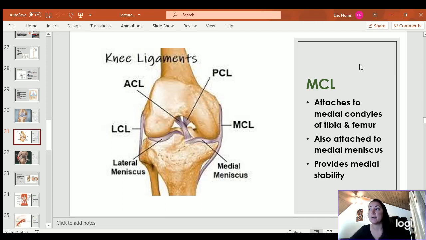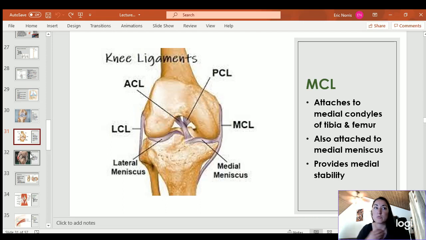Our MCL attaches to the medial condyles of the tibia and the femur, but it also attaches to the medial meniscus. Remember that unhappy triad. It's an ACL tear, medial meniscus tear, and an MCL tear. They all three attach to each other, so no wonder they are torn together often. And then the MCL, of course, provides medial stability, and if something hits the lateral part of your knee, which would push it medially, then that is often how the MCL is torn. Maybe if you were tackled from the side and they hit the lateral side of your knee and pushed it medially, that would be how it would be torn.